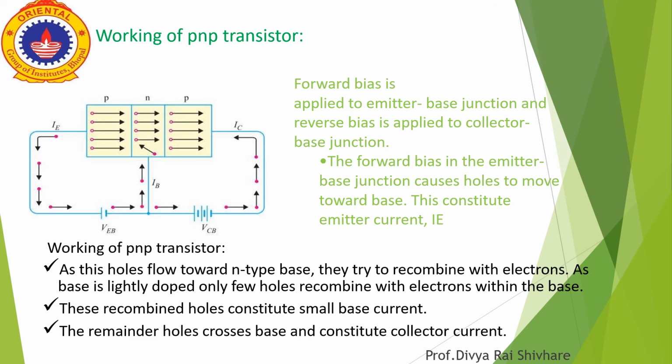The forward bias in the emitter base junction causes holes to move towards base. This constitutes emitter current IE. Now as these holes flow towards n-type base, they try to recombine with electrons. As base is slightly doped, only few holes recombine with electrons within the base. These recombined holes constitute small base current. So the remaining holes cross base and constitute collector current.